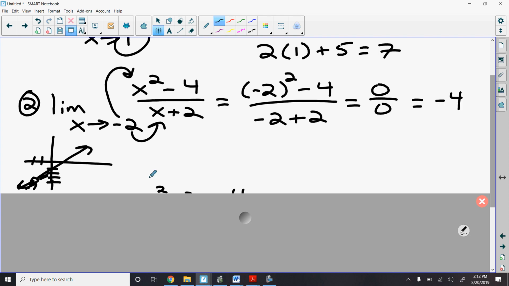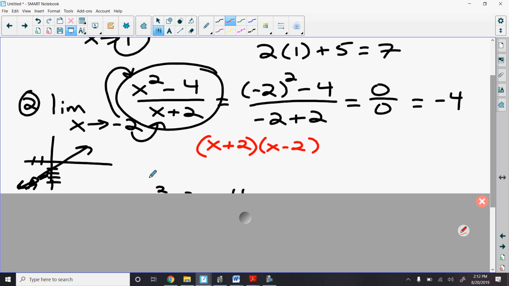The question is, how can I do this without plugging it into my graph? Well, one of the techniques that we're going to talk about is factor and cancel. Is there anything in here that factors? Well, I know that x squared minus 4, x squared and 4 are both squares. So I can use a difference of squares here to factor this into x plus 2, x minus 2. For simple difference of squares factor. And on the bottom, I have x plus 2. Again, I'm still doing the limit here as x approaches -2.